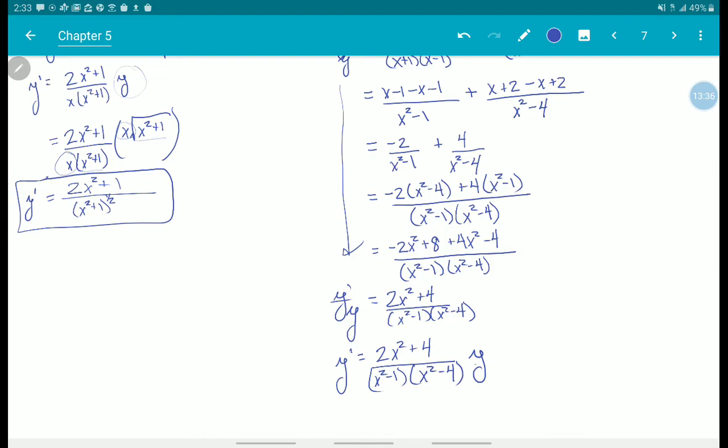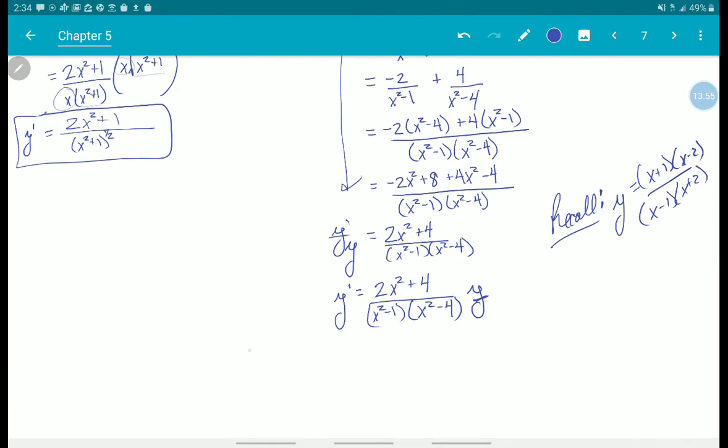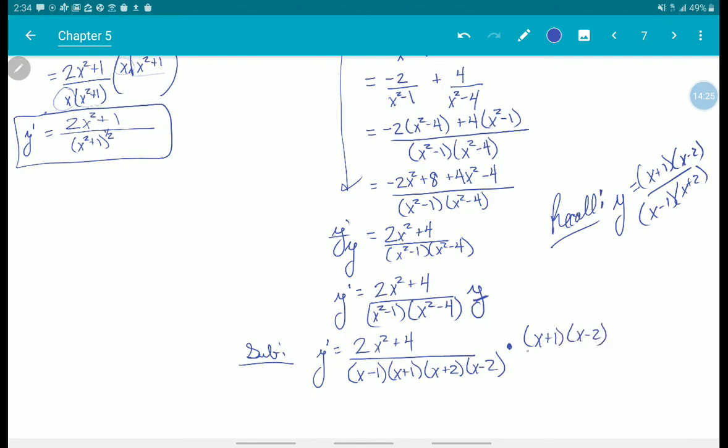Okay, but remember, we have a substitution for y. We said in the beginning that y was equal to x plus 1 times x minus 2 over x minus 1 times x plus 2. So let's make that substitution. I'll call this SUB for the substitution step. So we have 2x squared plus 4 over those difference of squares. Now I'm going to factor those guys back out in hopes that something's going to cancel. And then we're going to multiply all that by y, which was x plus 1 times x minus 2 over x minus 1 times x plus 2.